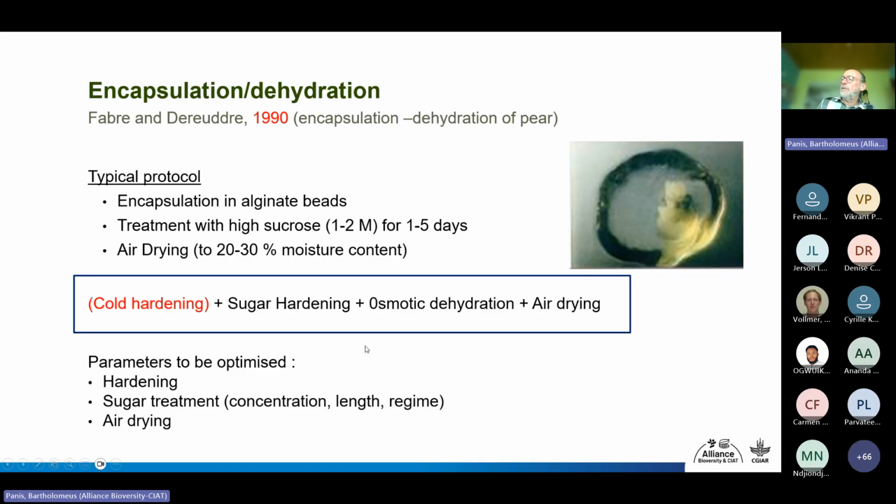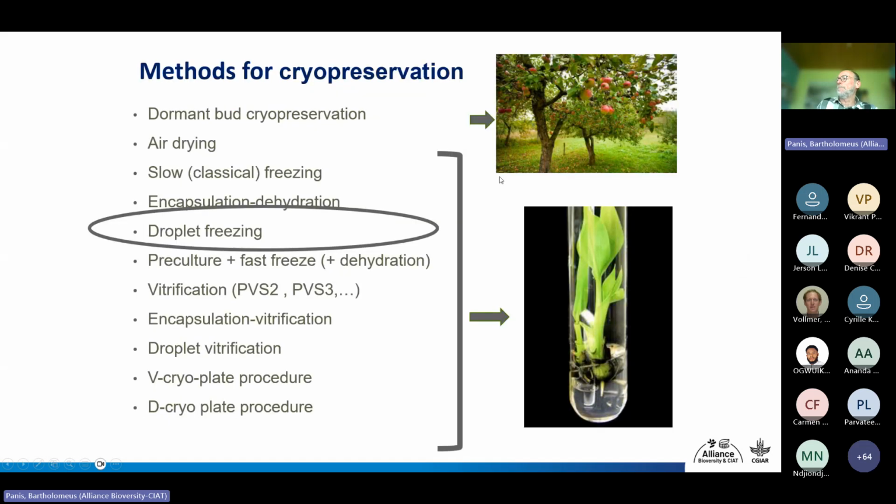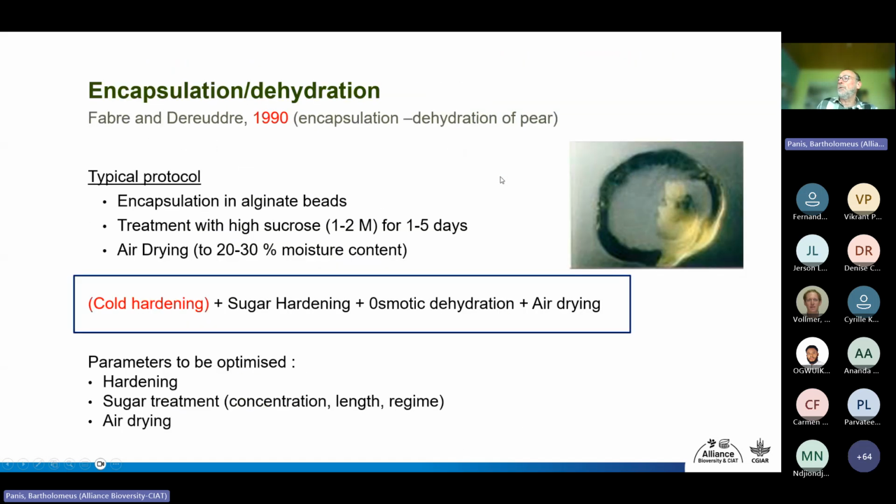But the main disadvantage of this method, according to me, is that there are a lot of steps involved. You need to encapsulate. So practically, it can take up to 1 week, starting from your starting material until something is really in the liquid nitrogen. So it is very labor intensive and not always efficient. But it's still being used.